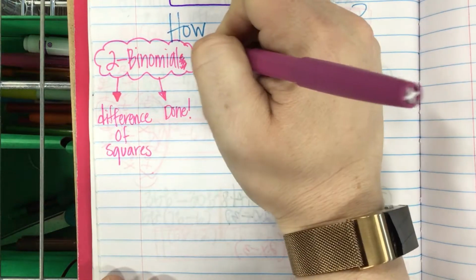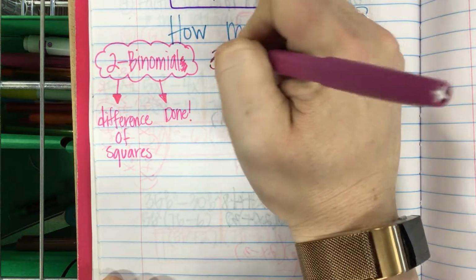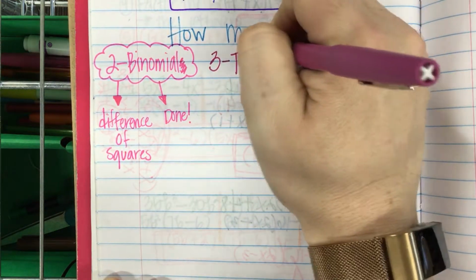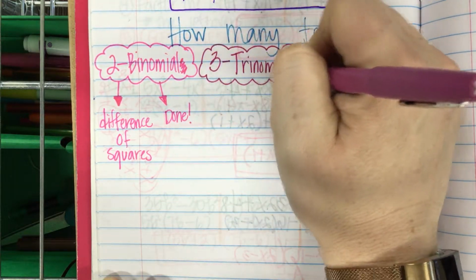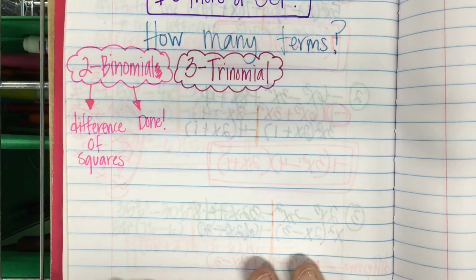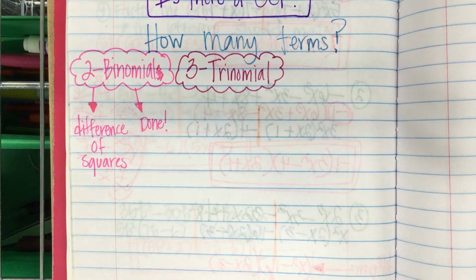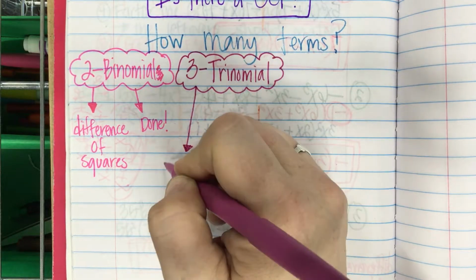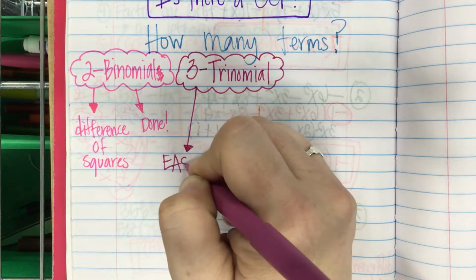What's a three-term called? So we can factor trinomials. We can factor trinomials. For a trinomial, it could be easy.